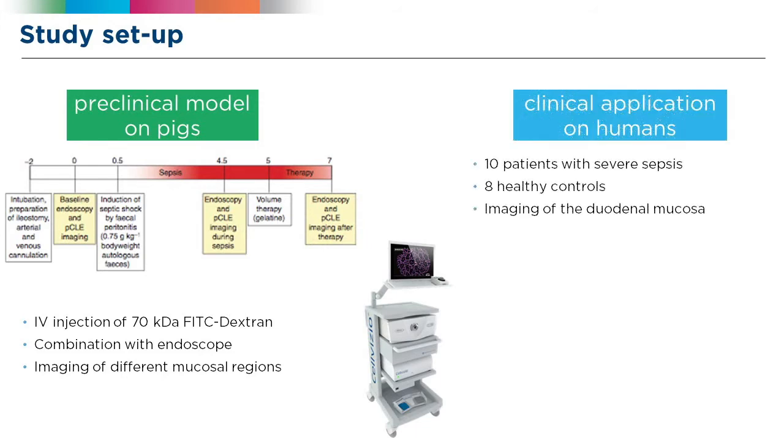In a second study, they initiated a study directly on patients. So that is the reason why they used the clinical instrument. So they made the analysis on 10 patients with severe sepsis and 8 healthy controls. And for this application, they imaged the duodenal mucosa.